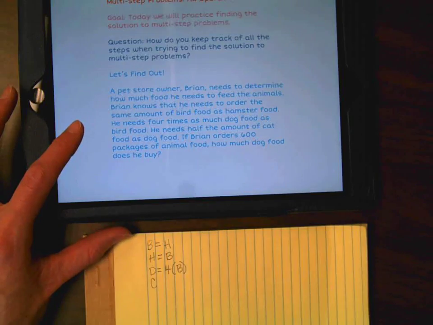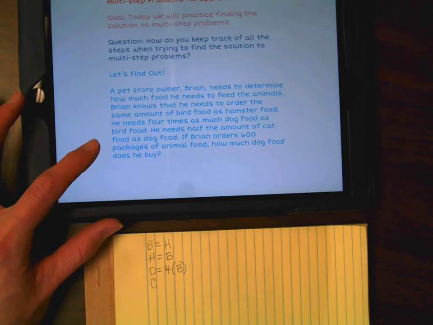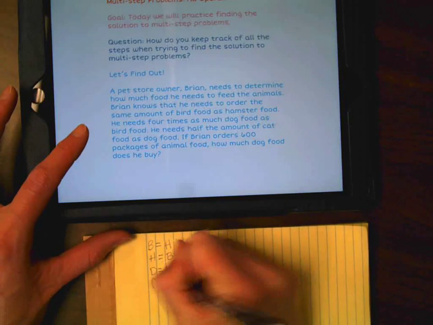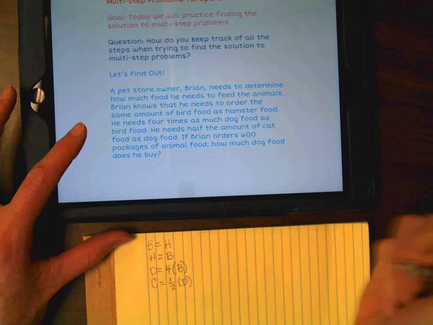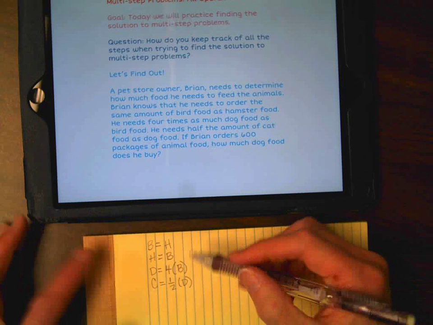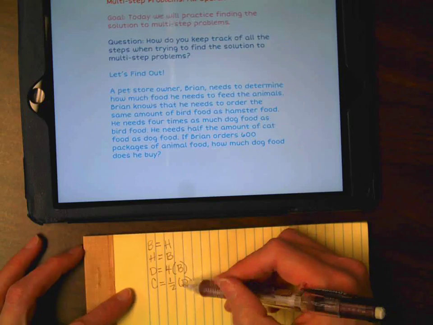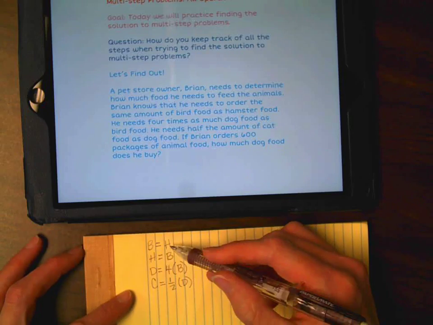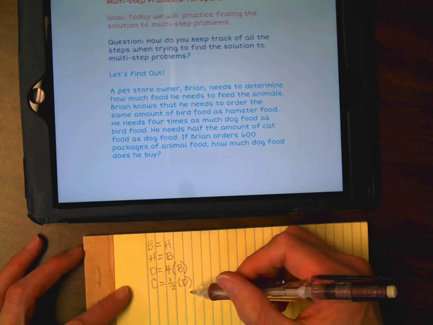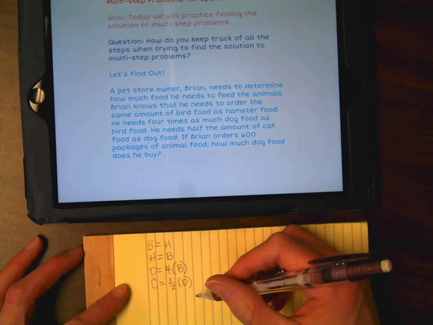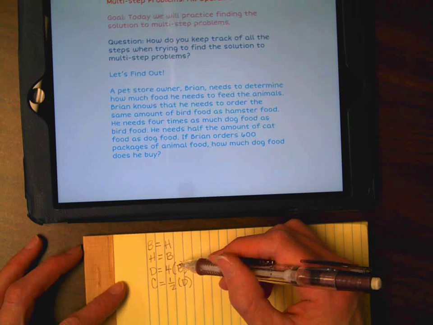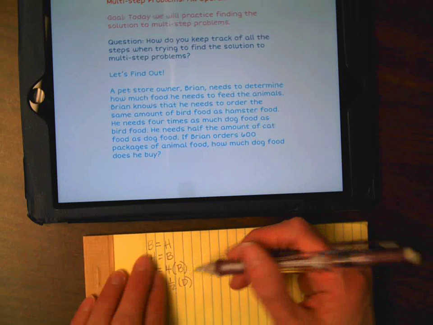And then lastly, it says he needs half the amount of cat food as dog food. So we know that the cat equals half of what the dog eats. Okay, so this is a good way to organize it. Now, the problem with keeping these expressions written this way is we have a ton of different variables. So what I would like you to do now is pick one variable and make sure that we have the quantities associated with the variable correct.